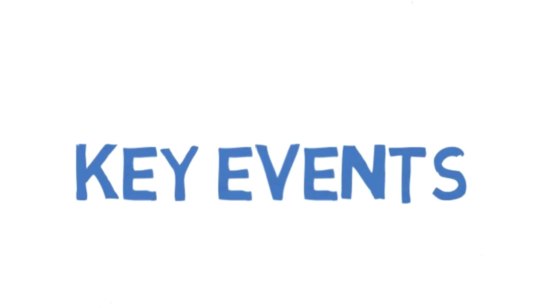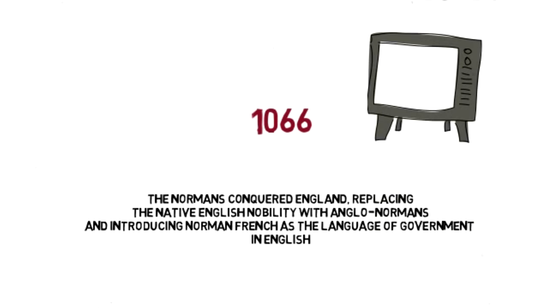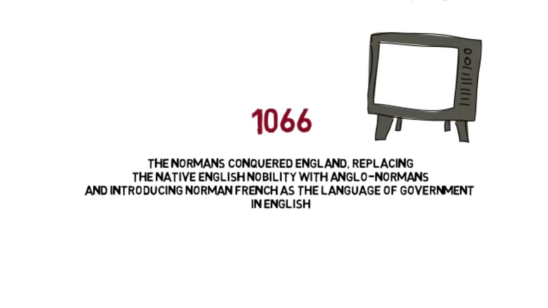Key events. 1066. The Normans conquered England, replacing the native English nobility with Anglo-Normans and introducing Norman French as the language of government in English.